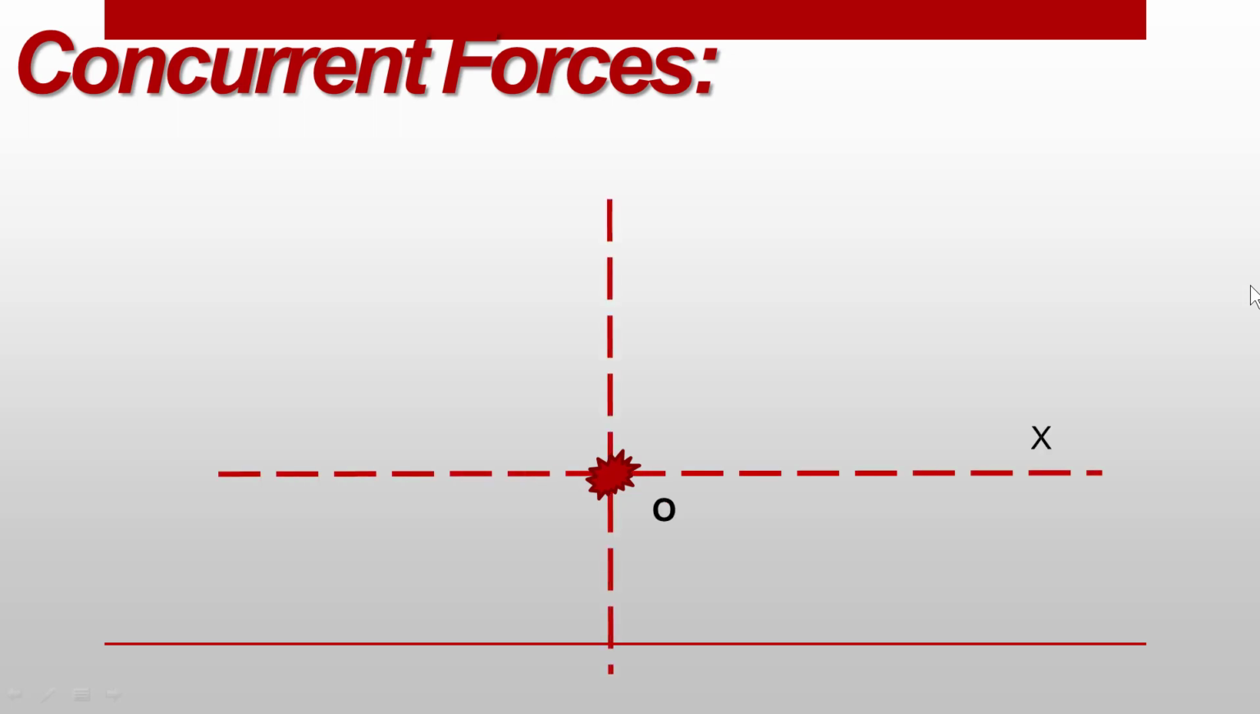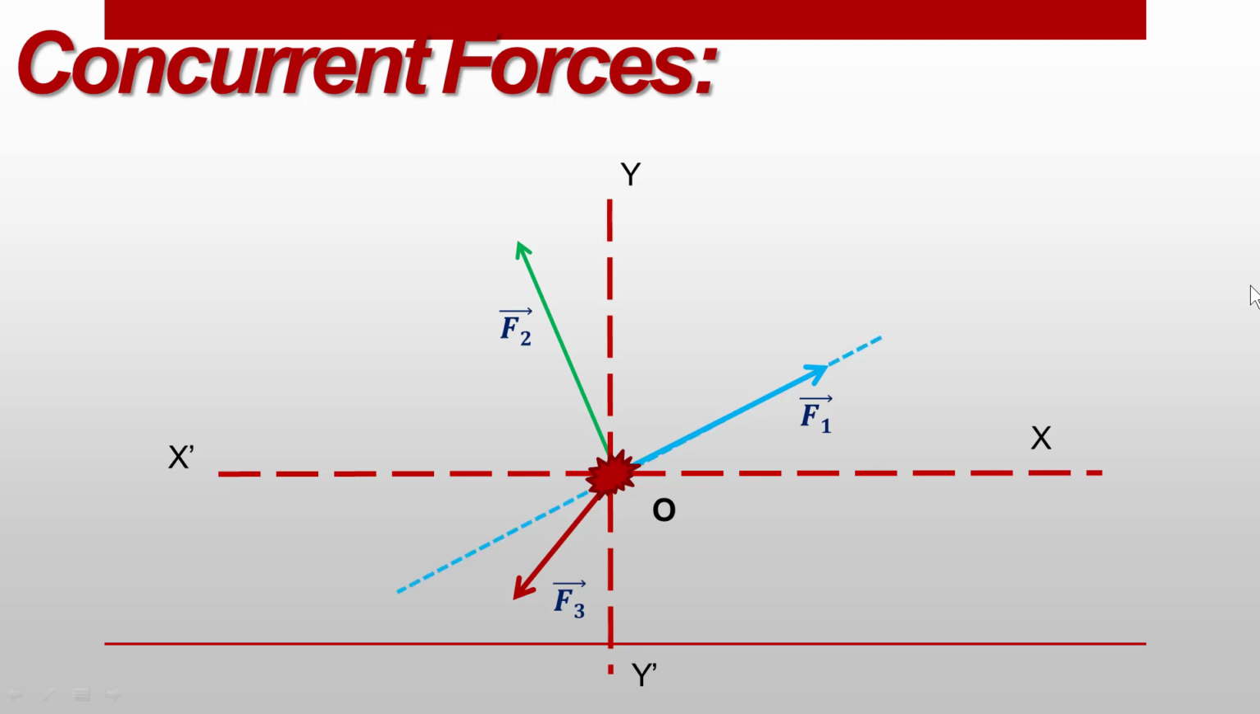Let's say we draw the coordinate axes, x and y. We have force F1 applied by the first dog, force F2 applied by the second dog, and force F3 applied by the third dog. All these dogs are pulling this single piece of meat towards themselves. Now we will draw the line of action of all these forces. You can see the line of action of F1 is this, the line of action of F2 is this, and the line of action of F3 is this one.